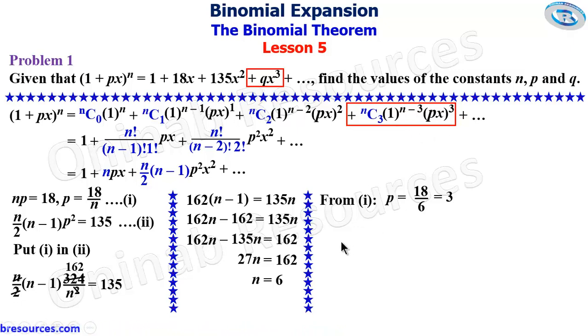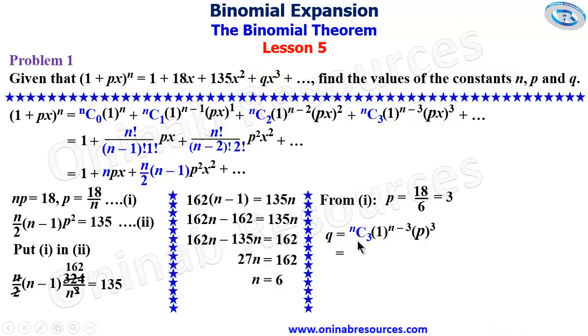So from here you can see q is equal to the numerical part here, which is n combination 3 and 1 raised to power n minus 3 p raised to power 3. So this is x cubed here, x cubed here. So we can then go ahead to substitute in the values of n. So we have q to be 6 combination 3, and here we give us 1 raised to power 3, then 3 raised to power 3.